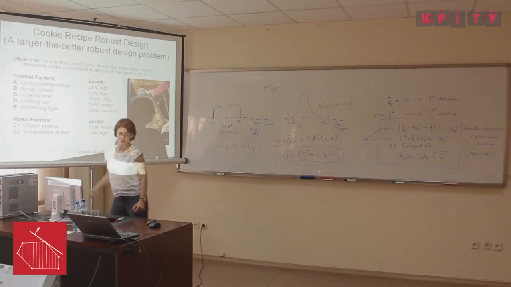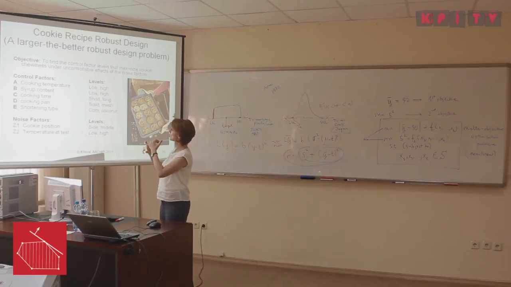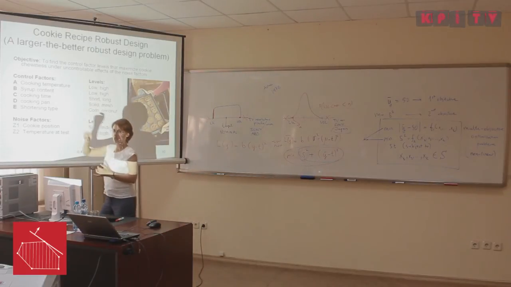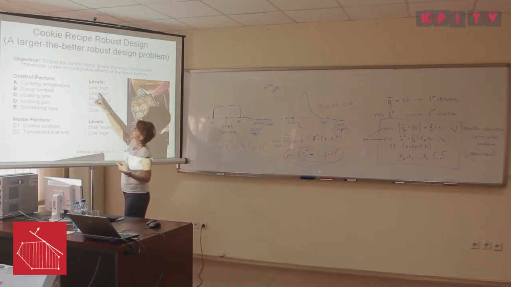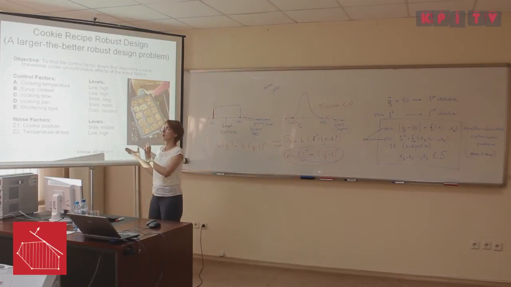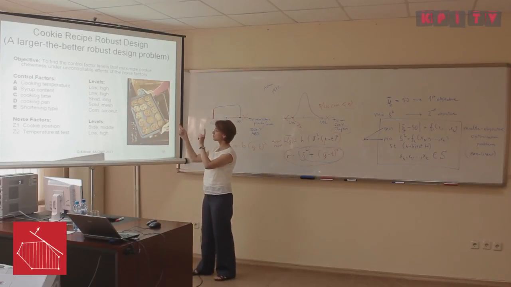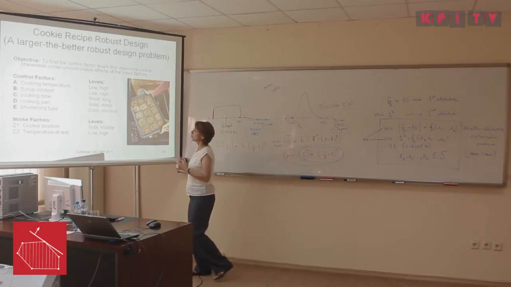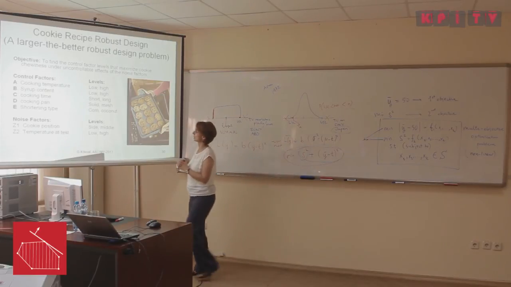And what are my control factors? I am the cooker, so I can control the cooking temperature. I can adjust the oven temperature myself to a low temperature, say 150 degrees centigrade, and to a high temperature, say 190. So let's pick these two levels in my experimentation. I don't need to experiment with a lot of levels. That's the good idea about it. I don't need to do that.